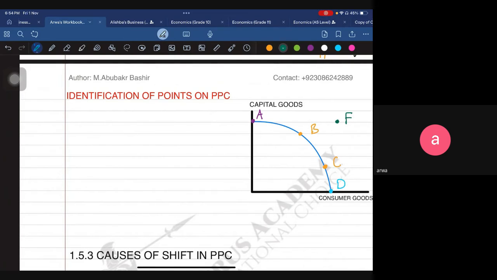Okay, so the first point, point A: all resources are used in production of only one good. And which is that? It's the capital goods.